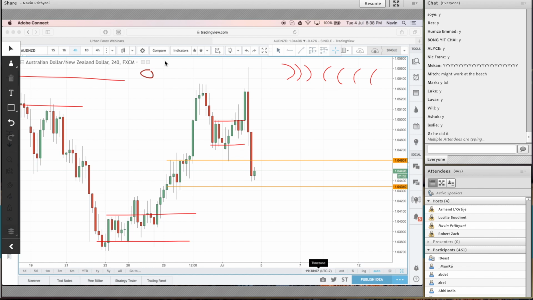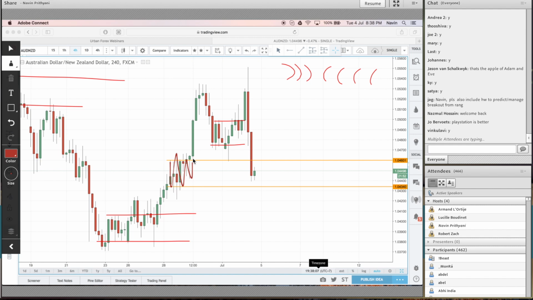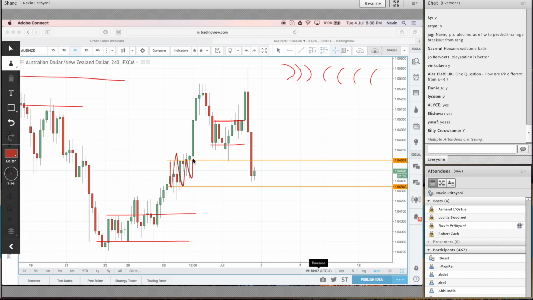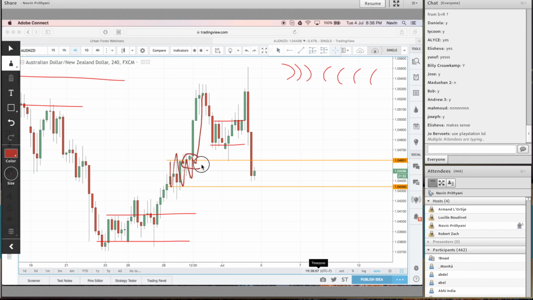Okay, so does everyone understand the reason why the power of these ranges is important? Because once it breaks out of that range, the longer it spends time in that range, the more people will remember that price. Okay, and then once it breaks from that range, the further it goes, people will be like, oh yeah, I remember that price.